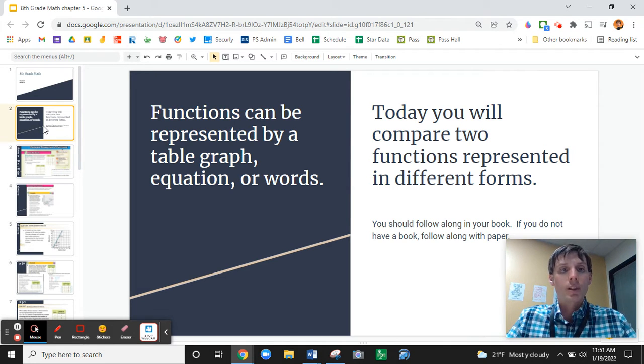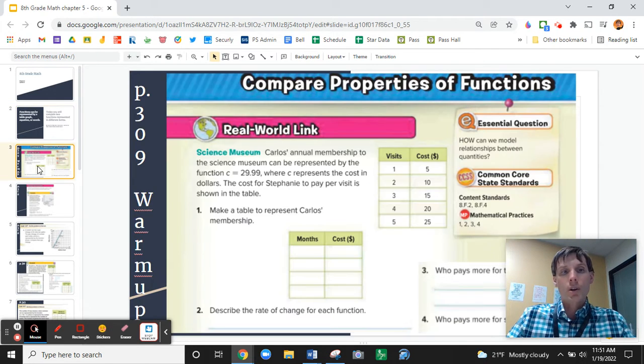So our main thing here, we're going to be looking at functions. As we have shown, functions can be represented by a table, graph, equation, or words. And today we're going to compare two different forms of functions. So we might be comparing a table to an equation to words, etc. All right, so we're starting here on page 309.